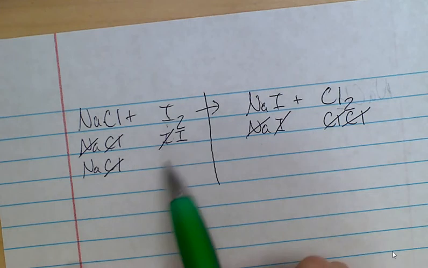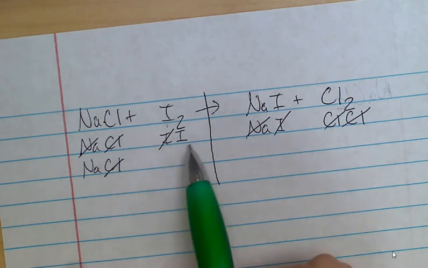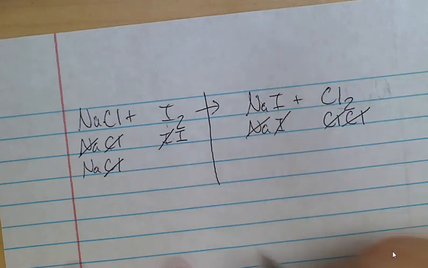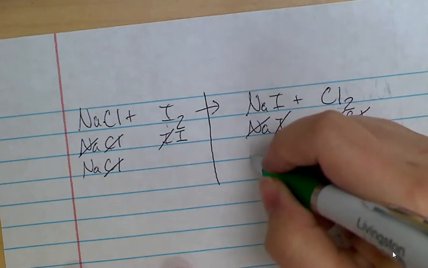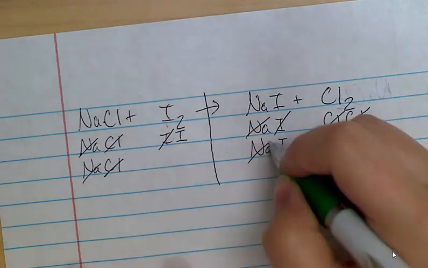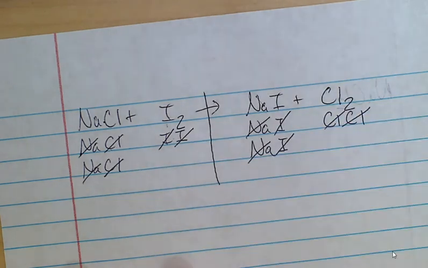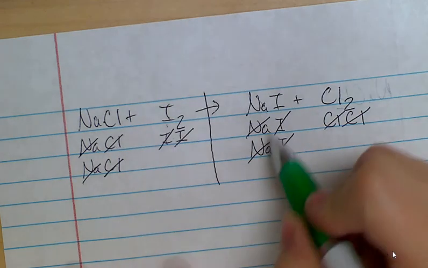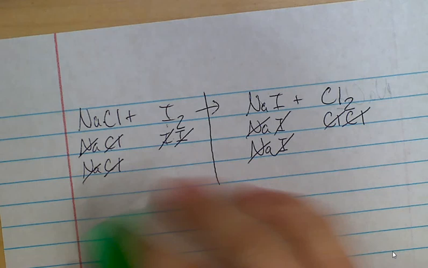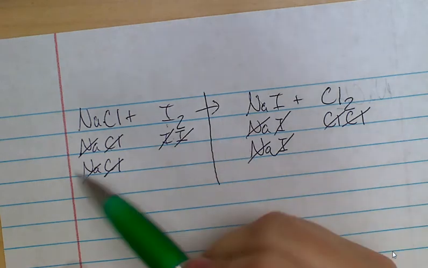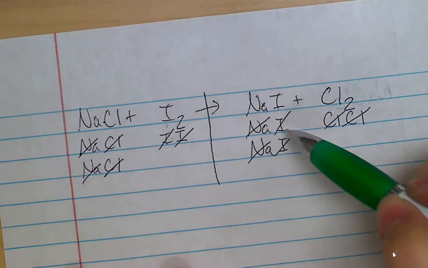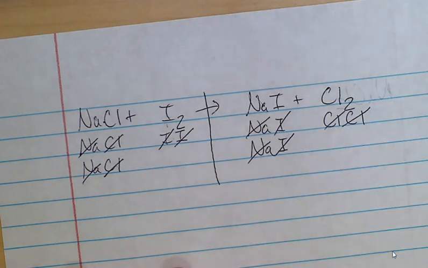So if we look here, now I have a sodium and an iodine that I need to cancel out. So here's my sodium and iodine. I can drag a whole other one of these down. And so there goes my sodium, and then there goes my iodine. And I've got all of my atoms crossed out, so now I'm done. The reaction's balanced.